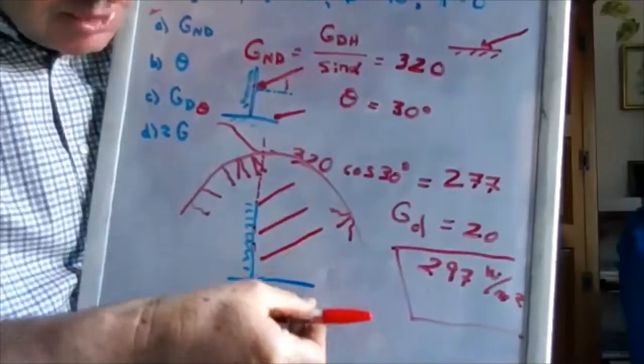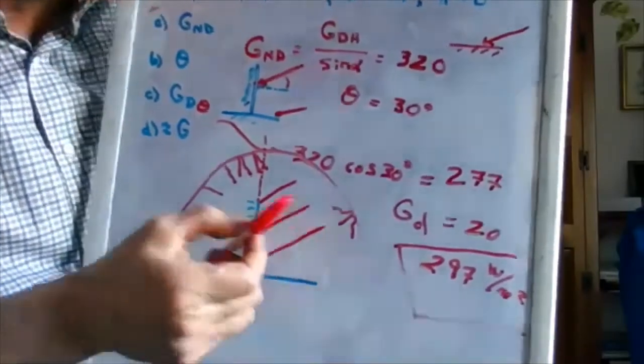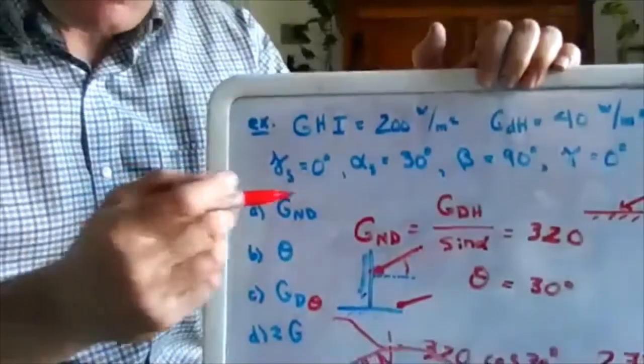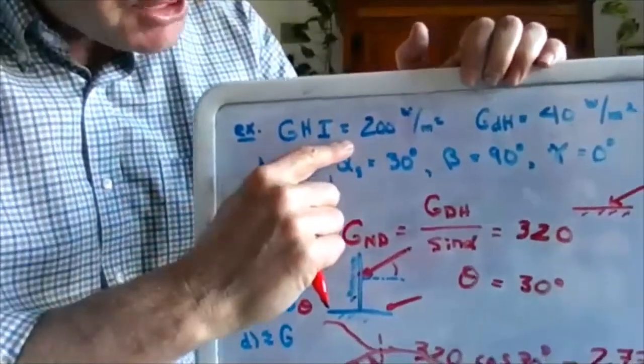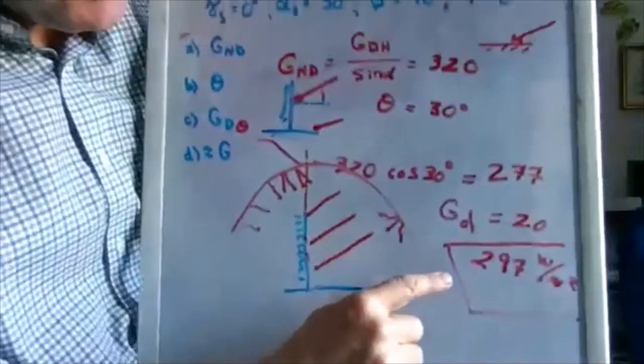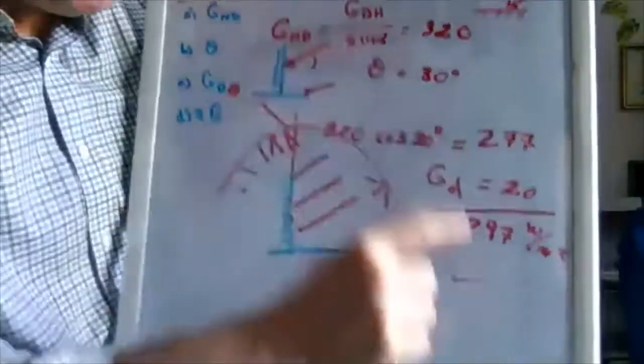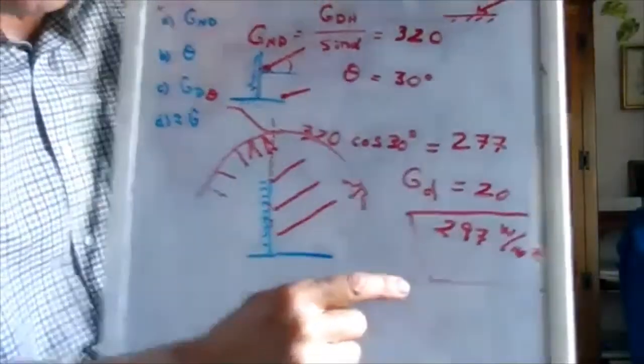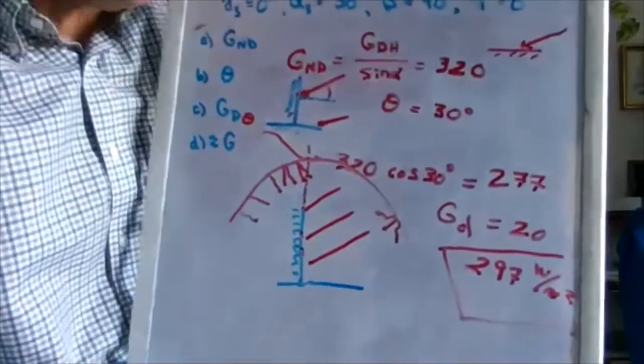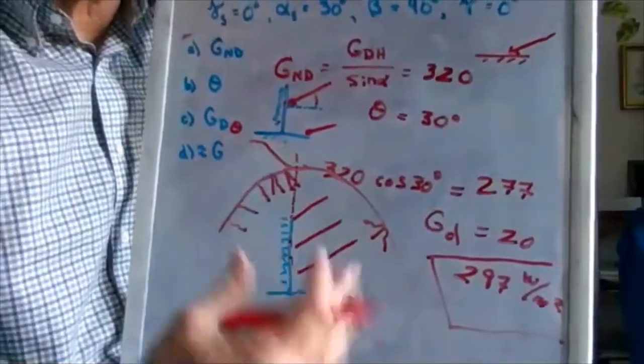We assumed our collector was horizontal. So as far as our available solar, we started with GHI. Now we tilt it up, and instead of just 200, we have 297 available. So tilting can make a tremendous difference in the performance of the system or how big it needs to be.